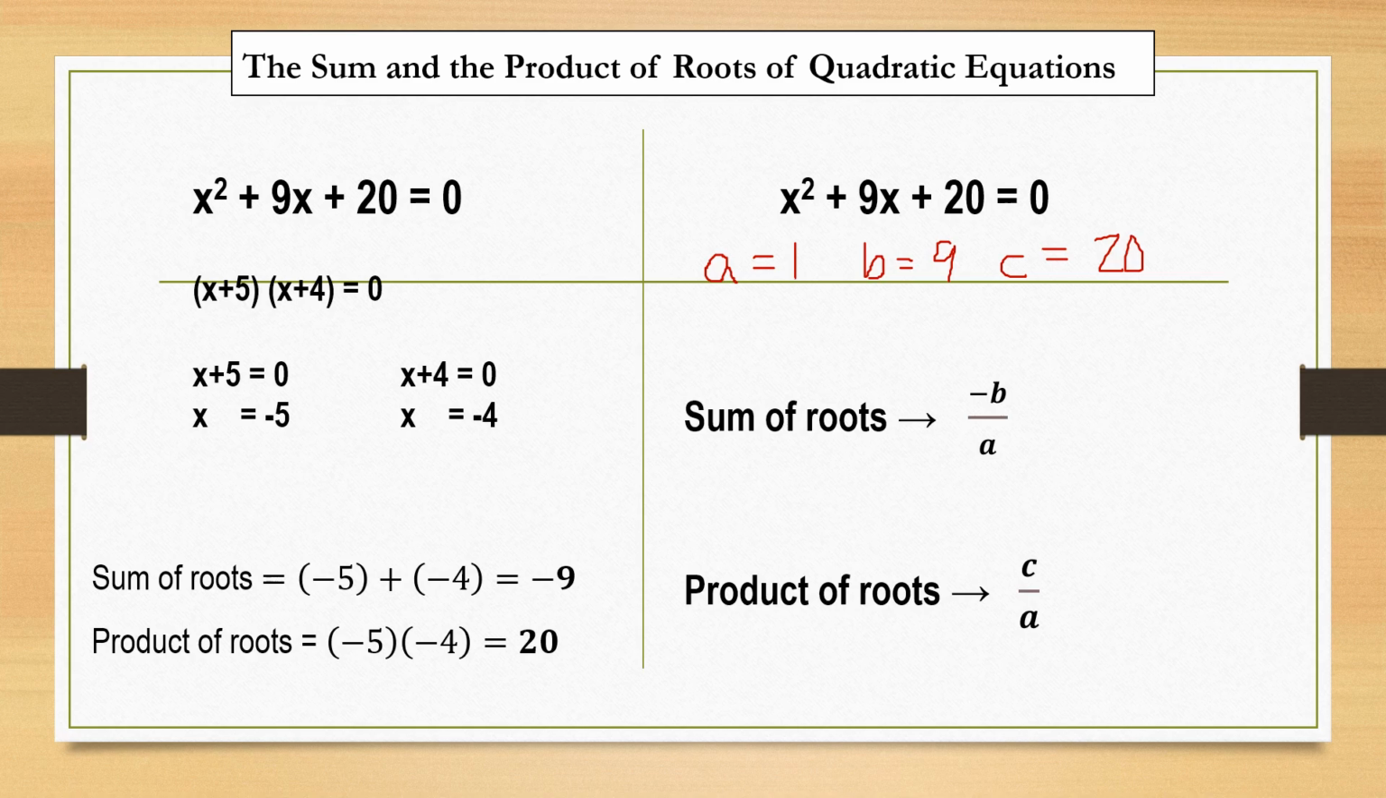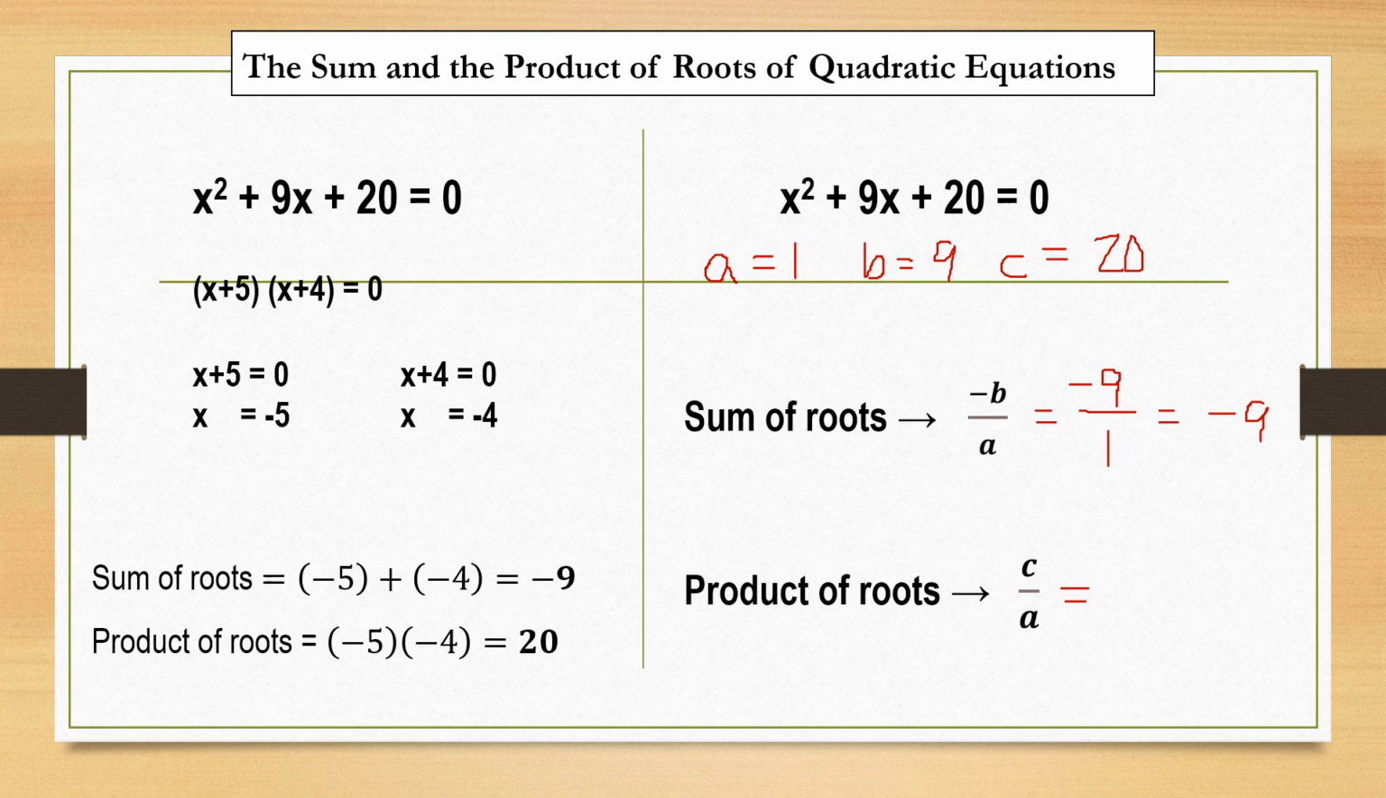The sum of the roots is given by negative b all over a. So let us substitute the values of b and a. So we have negative the value of b, which is 9, over the value of a, which is 1. Now negative 9 over 1 is equal to negative 9.